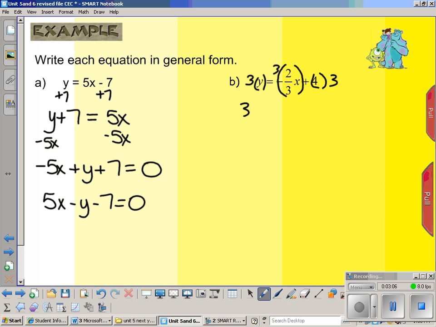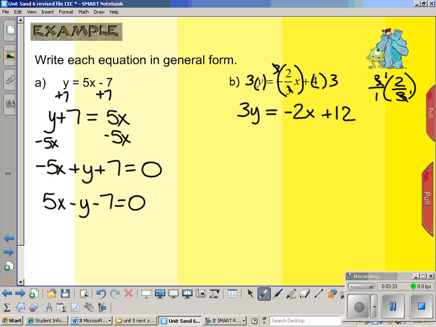We end up with 3y equals. Now 3 times 2/3, the 3's end up canceling out. This is the same as saying 3 over 1 times 2/3. 3 goes into itself once in both cases, so you would just be left with 2 over 1, which is just 2, and it was a negative, plus 12. And now we are back to the point that we were in example A.